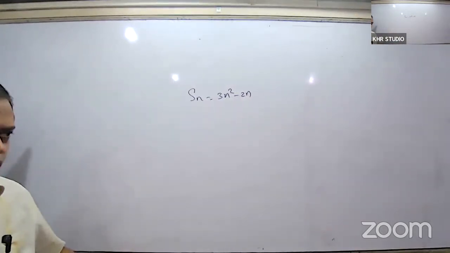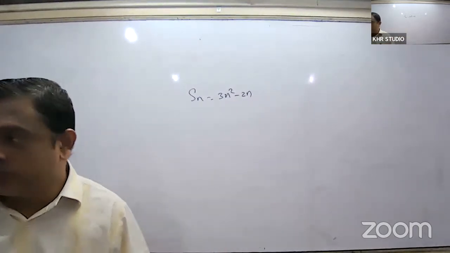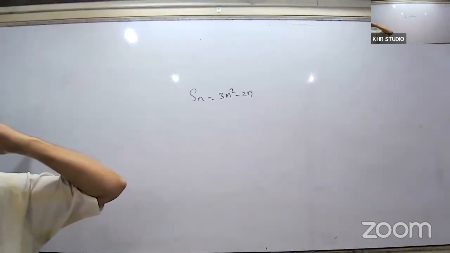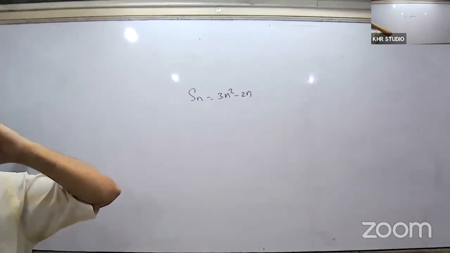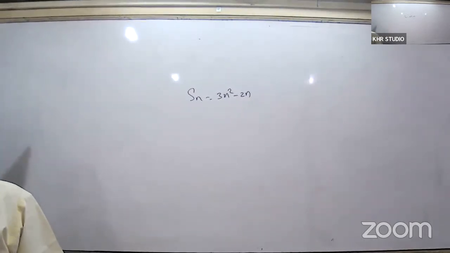This is SN, the sum of n terms of an AP. How will you find it? Using a and d, and n.